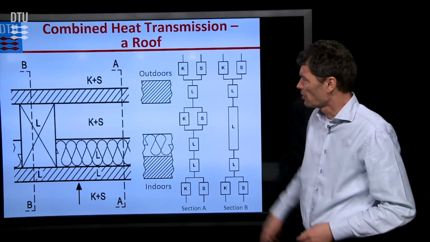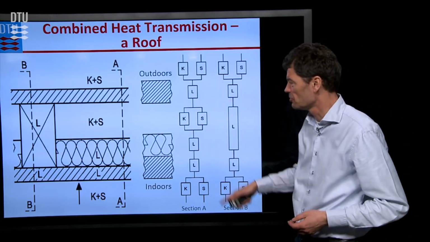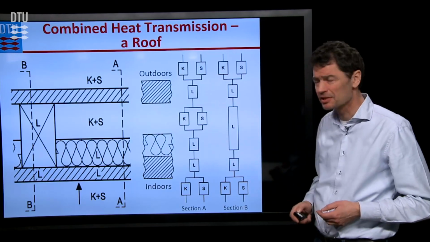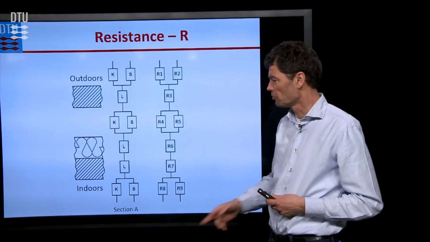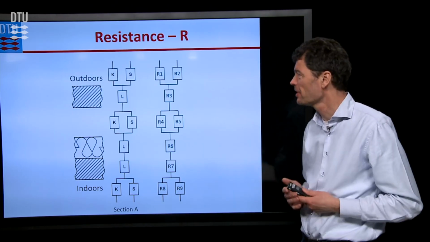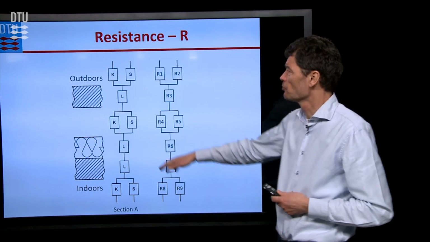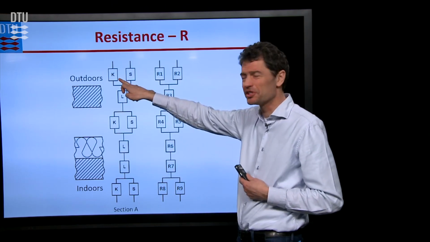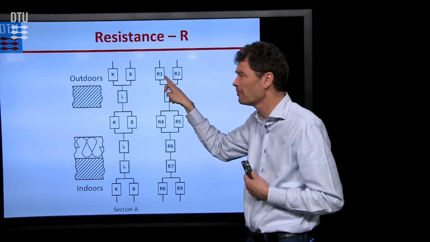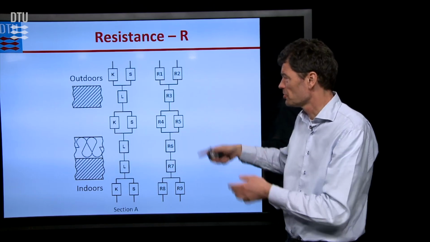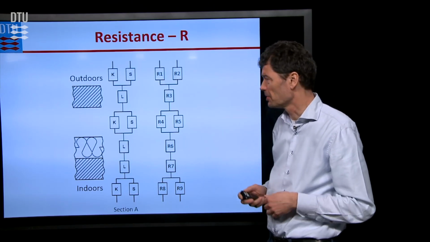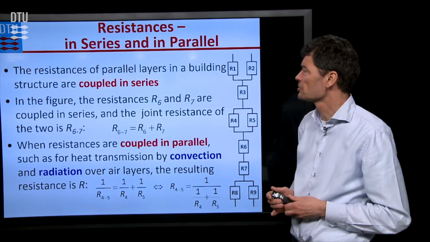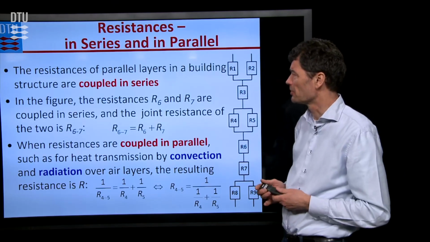Now, let's focus a little bit more on how to calculate the overall effect of those couplings of the paths here. So we take now again only section A as our path through the roof. And now we'll put a number to those resistances to see how we can put some formulas to it. And we'll look at those series and parallel couplings. So here on the next slide, we will see a little bit more about that.